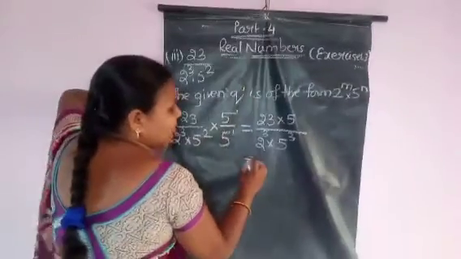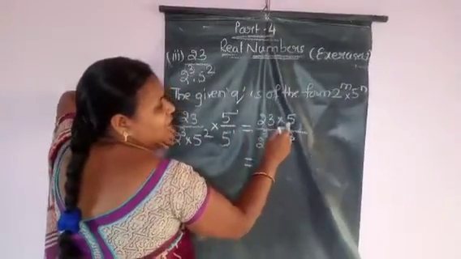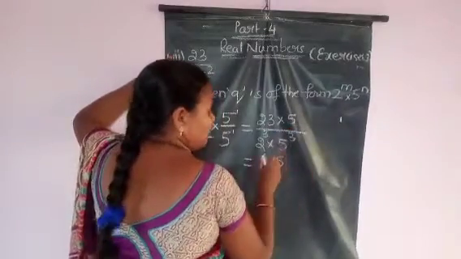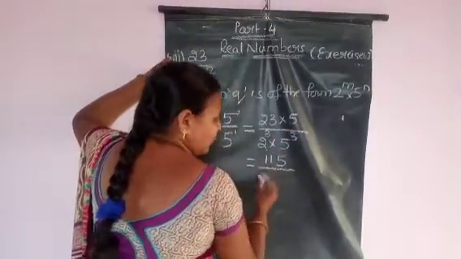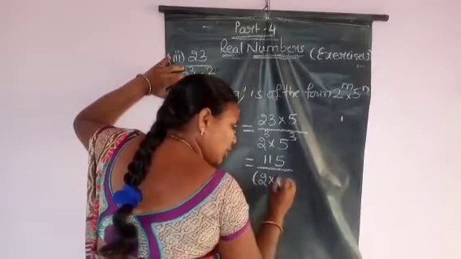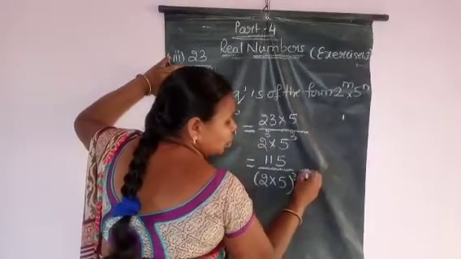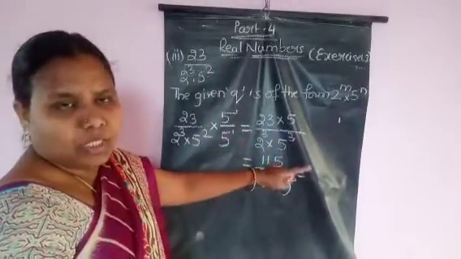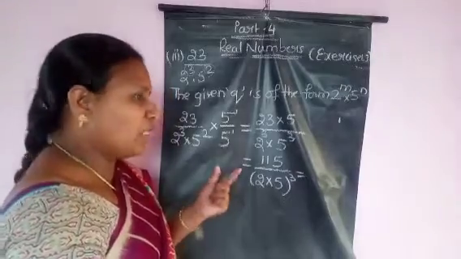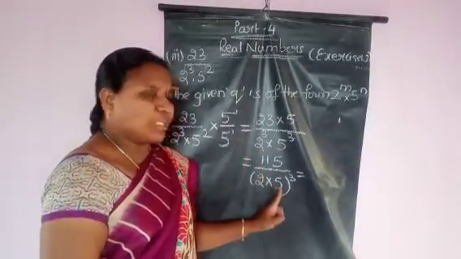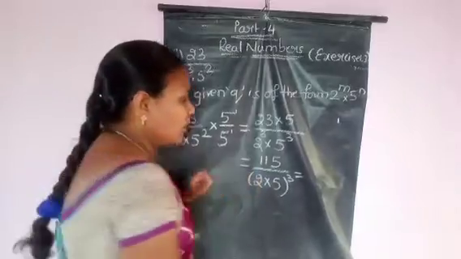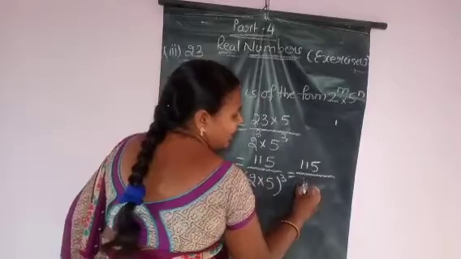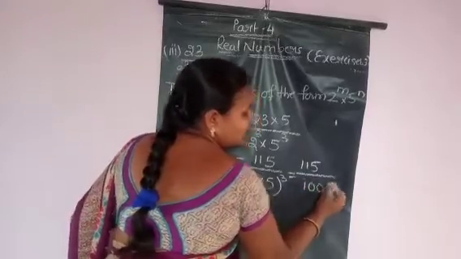And it can be written as 23 5s are, 5 3s are 15, 5 2s are 10 plus 1, it is 115, and 2 into 5 whole cube, 2 cube and 5 cube. So by using laws of exponents, it is equal to 2 into 5 whole cube. Now it is 115 by 10 cube. 10 cube means it is 1000.